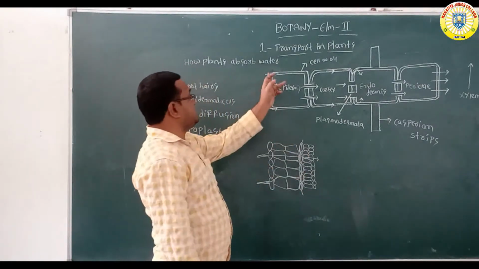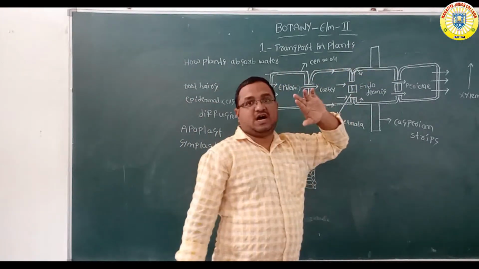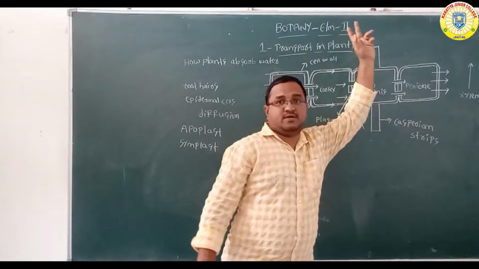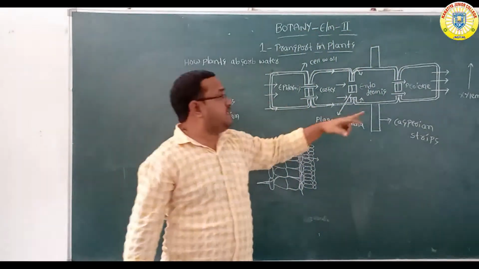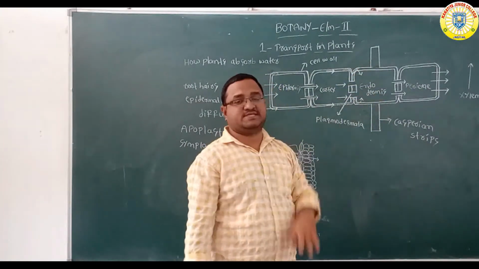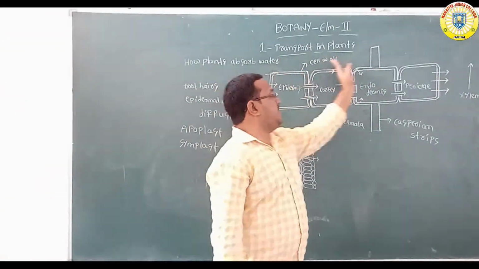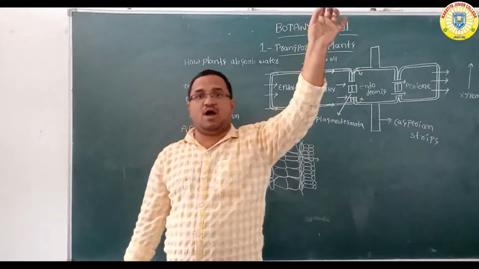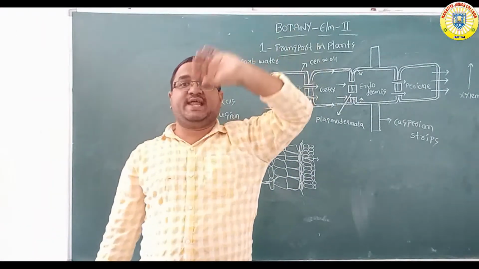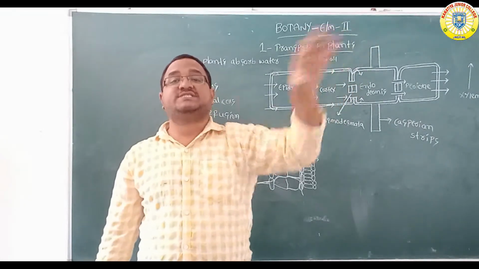So the apoplast system is the system of interconnection of the cell walls of the adjacent cells. All the cell walls are connected here, except the place where you can see the Casparian strips of the endodermis. Except these places, all the cell walls are interconnected. This interconnected system of cell walls is called the apoplastic system.